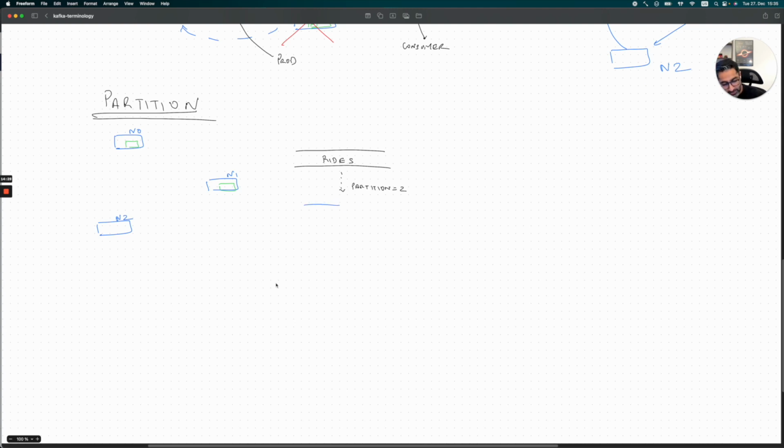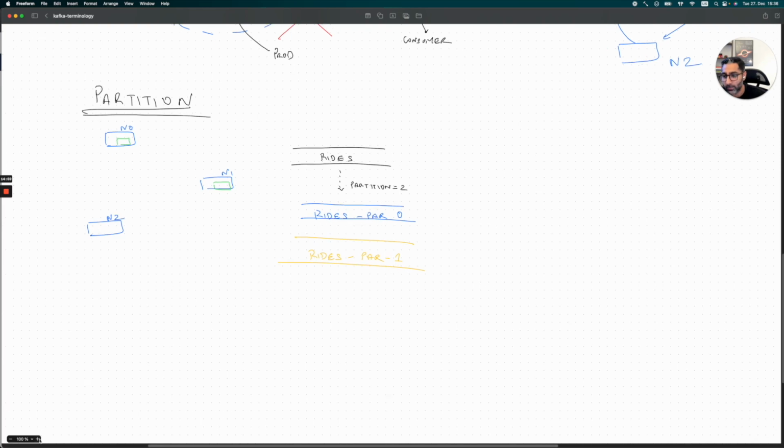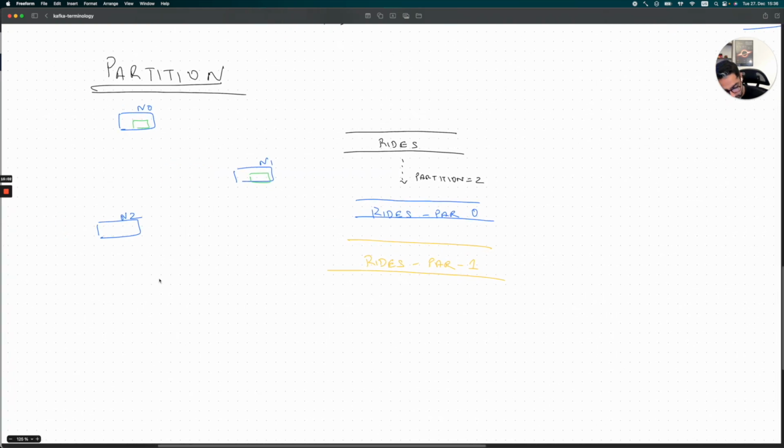So let's say we have our rides partition 0, and then we also have, let's take a different color, let's say yellow, our same topic rides, but the partition is 1. So instead of having a big swim lane like the rides topic, we have now divided it into two smaller ones. So how does it store in the nodes itself? Let me make it a bit bigger. Let's redraw this one.